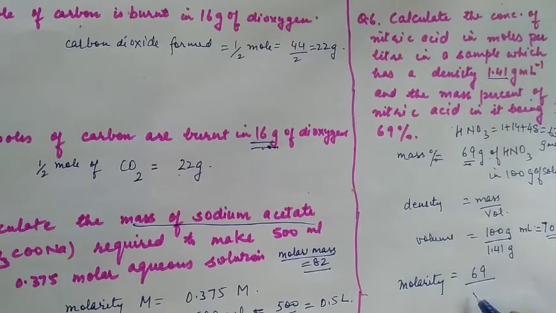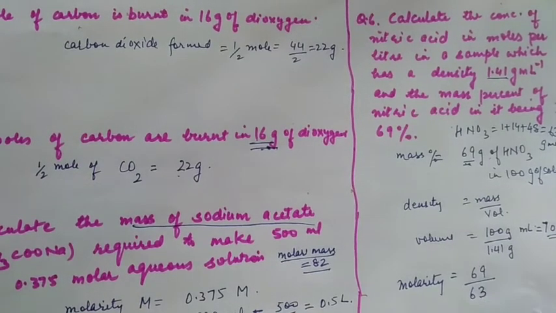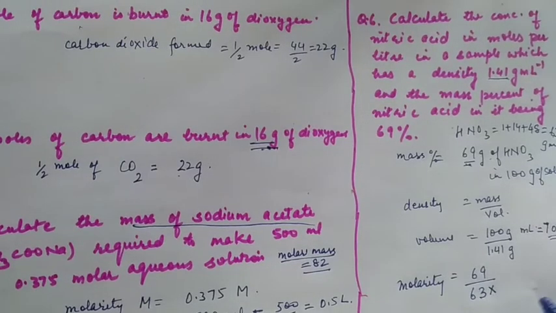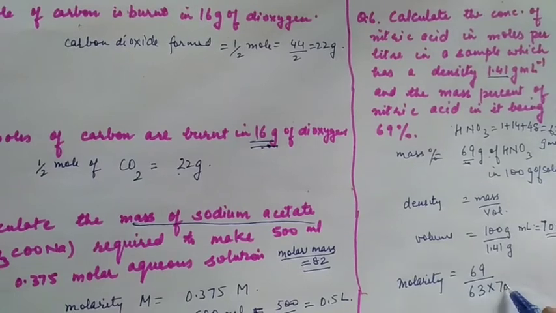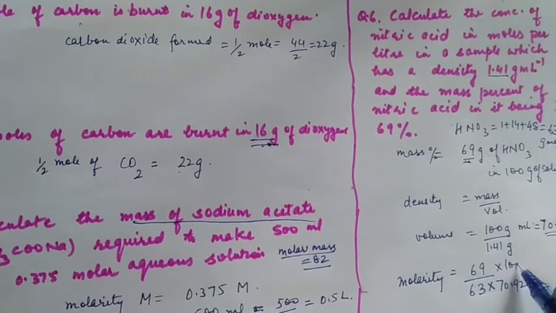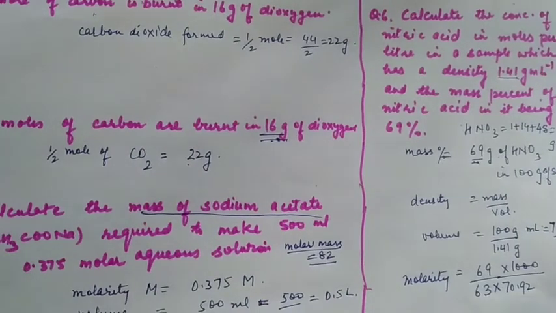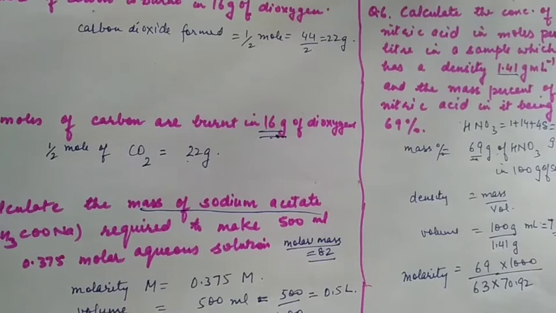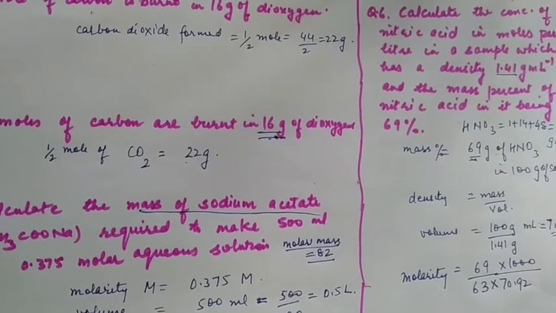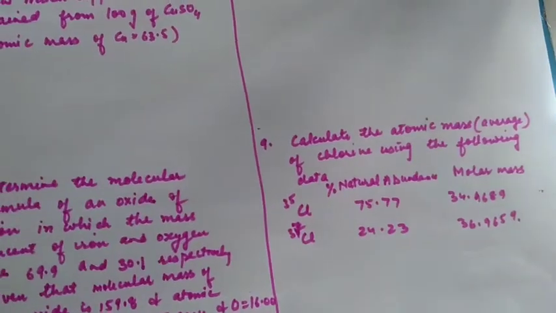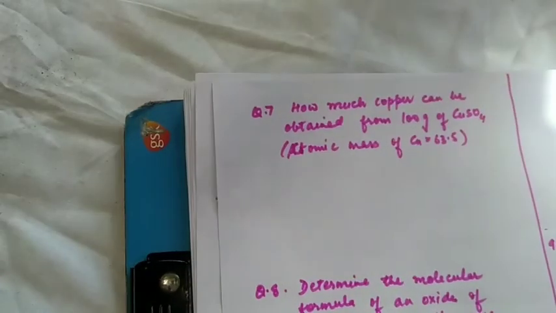So 69 upon 63 grams per mole, this is molar mass, into this is number of moles upon volume is 70.92. To convert it into liter, we divide it by 1000. So molarity equal to 15.44 mole. Now next question is question number 7.